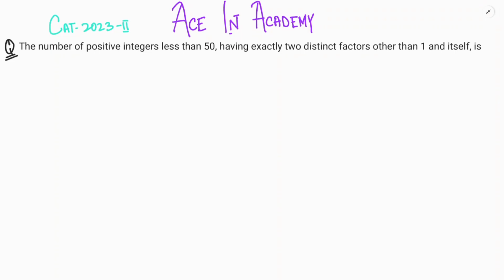As you can see from the title of this video, we'll solve another good question from the topic of number system, and the question has been taken from the CAT 2023 exam slot 2. The question is as follows: the number of positive integers less than 50 having exactly two distinct factors other than 1 and itself is.